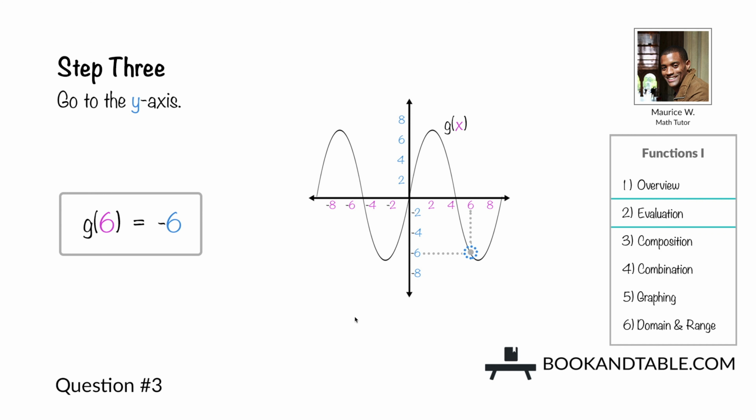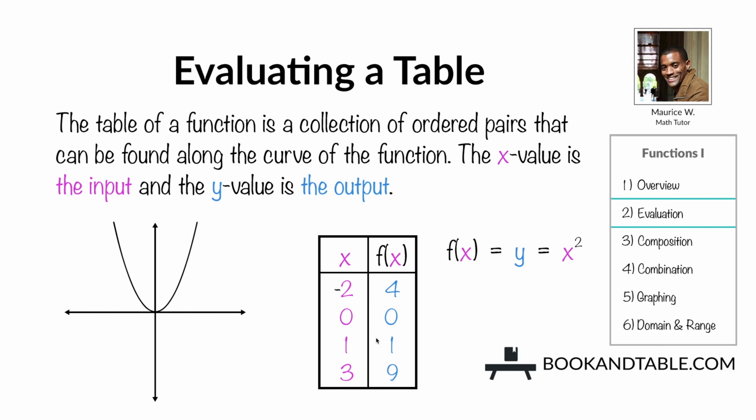So that is how you would go about evaluating a function on a graph. Let's now discuss how you would go about evaluating a function on a table. The table of a function is a collection of ordered pairs that can be found along the curve of the function. The x value is the input and the y value is the output.